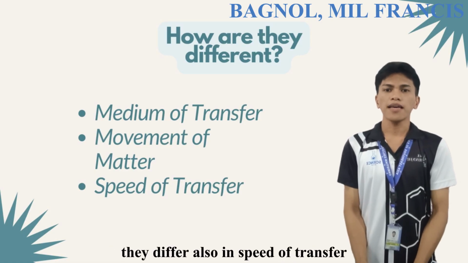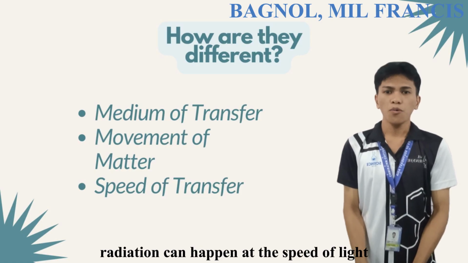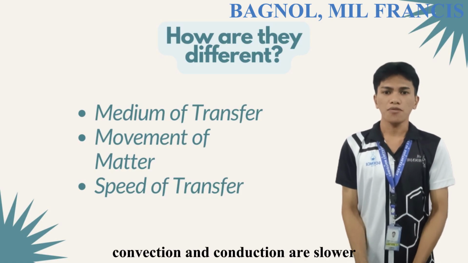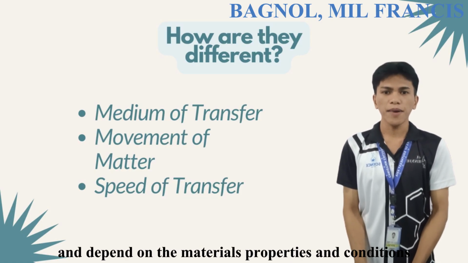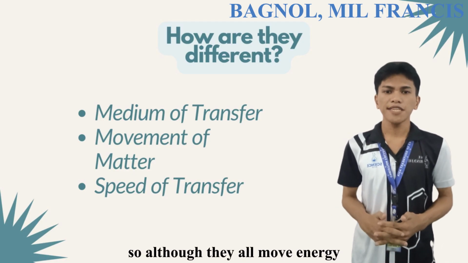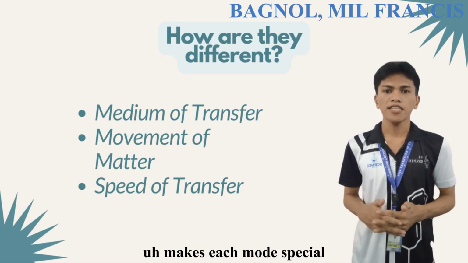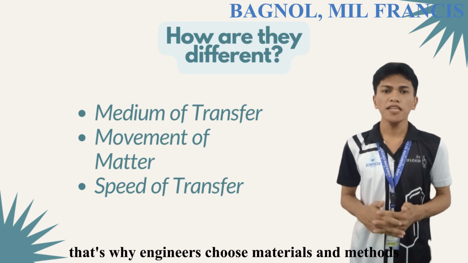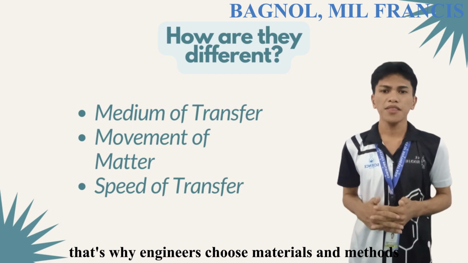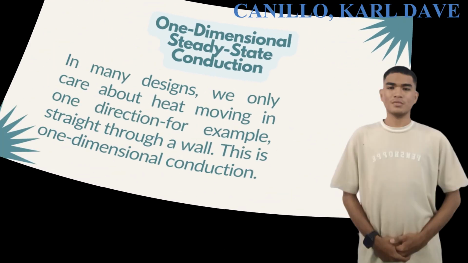They differ also in speed of transfer. Radiation can happen at the speed of light, which makes it the fastest. Convection and conduction are slower and depend on the material's properties and conditions. So, although they all move energy, the way they do it and where they do it makes each mode special. That's why engineers choose materials and methods carefully based on how heat is moving in a system.